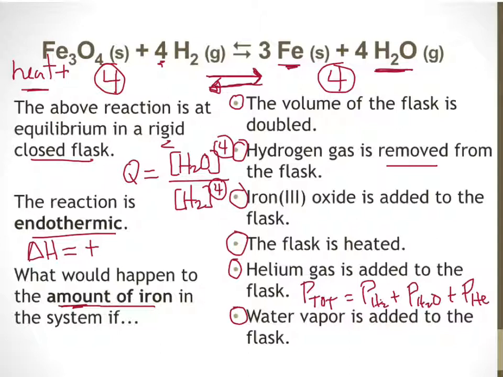From a kinetics perspective, adding water vapor will increase the rate of the reverse reaction because that's where water is a reactant. Increasing the reverse reaction rate will cause a reverse shift to the equilibrium. That will cause the iron metal to decrease in amount.